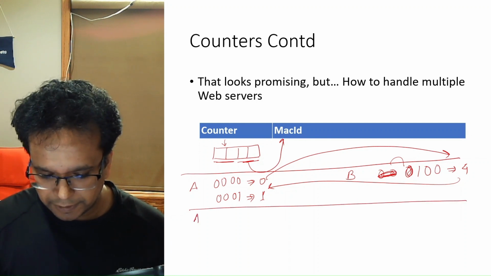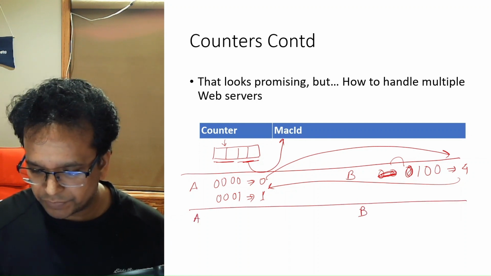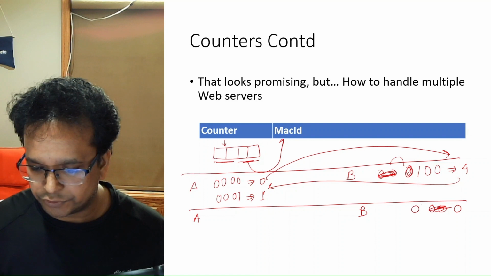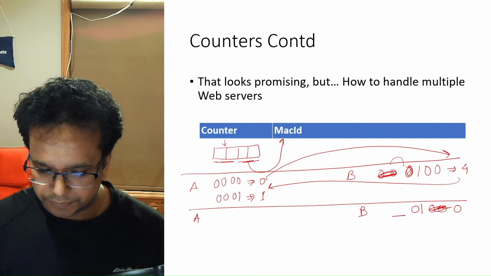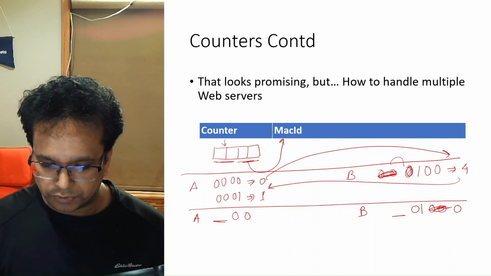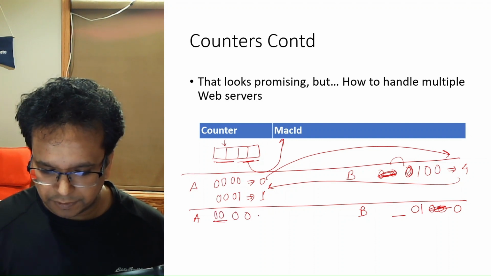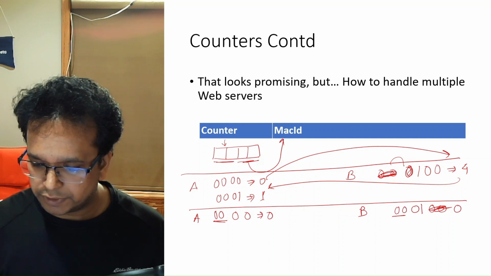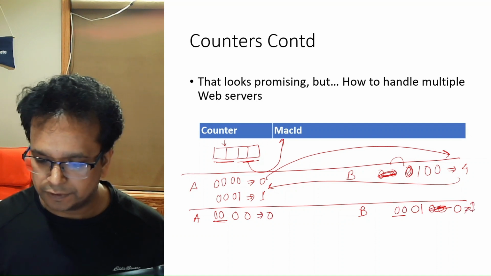So same server A, server B, its ID is 00. Sorry, let's make it 01 here, and this is the counter, and this is 00, and this is what your counter will be. So request came to 00 here, it generated 0. The counter is 00, it generated value of 1.